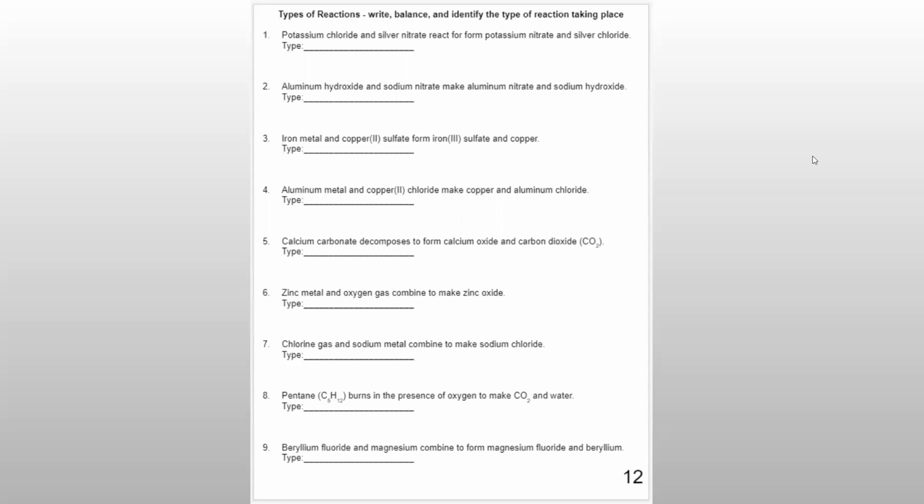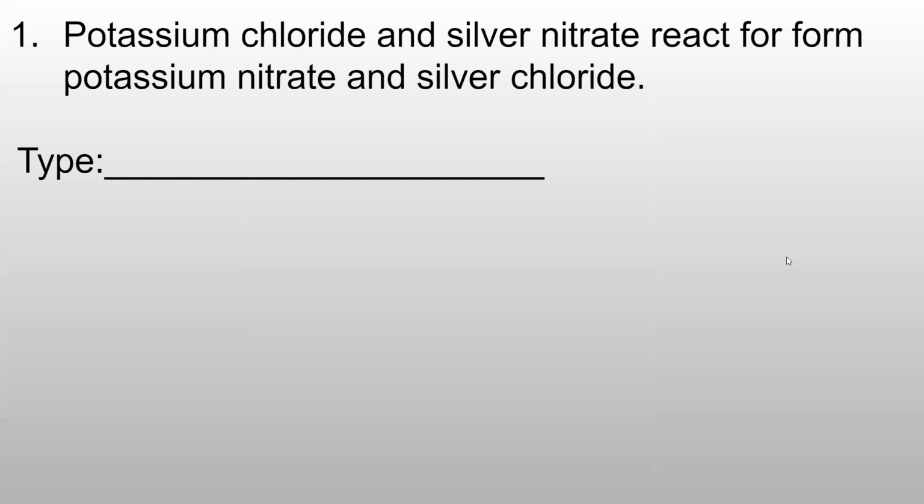Okay, go to page 12 in your notes, and we're going to do the first question together. Page 12, very top, your instructions are you're going to write, balance, and identify the type of reaction taking place. All right, so the first one we'll do together. And if you've already done it, you can just check your work. When I read through, I'm going to pick out where my plus sign goes, where my arrow goes. So we've got potassium chloride and, which means plus, silver nitrate, react to form, that means arrow, potassium nitrate, and that's a plus sign, silver chloride.